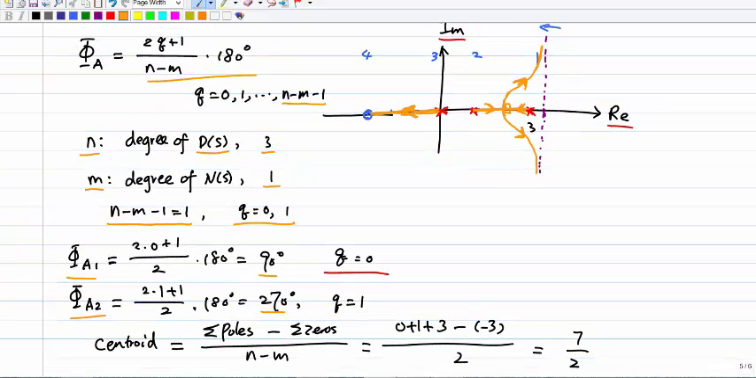The centroid is determined by the summation of poles minus the summation of zeros, divided by n minus m. The poles are 0, 1, and 3, and the zero is only -3. So you do 0 plus 1 plus 3 minus the zero, -3, divided by 2, so it's 7 divided by 2. The asymptotes are given by the centroid at 7 over 2, with one going up and one going down.